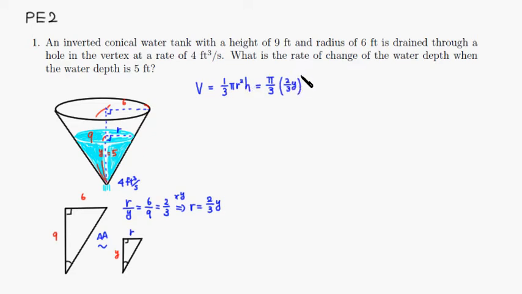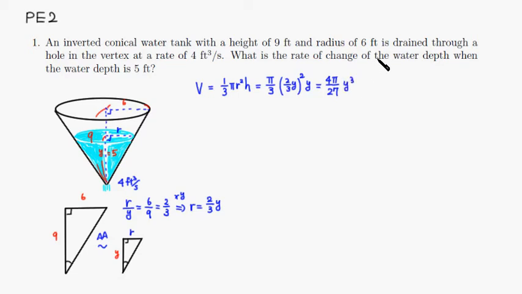Then you have to square that. The height of the cone is y, so we can just put y. Let's clean that up. 2 squared is 4, so you have 4 pi on top. You have 3 times 9, which is 27, on the bottom. Then y squared times another y gives y cubed.